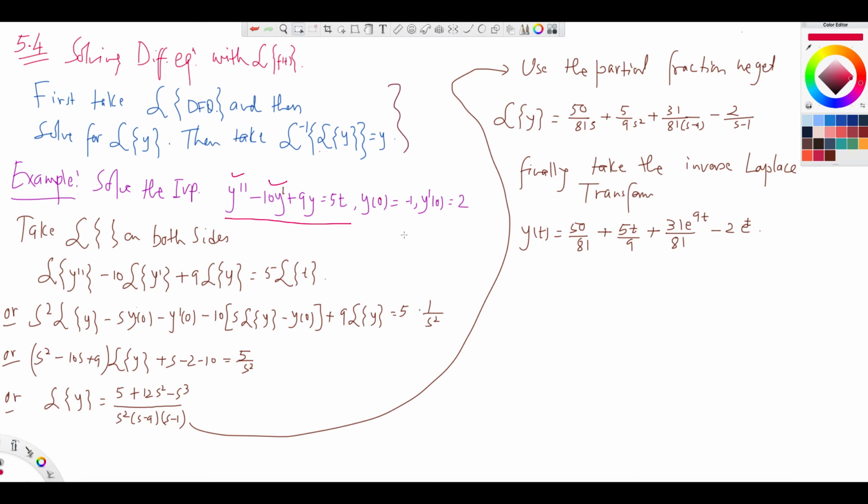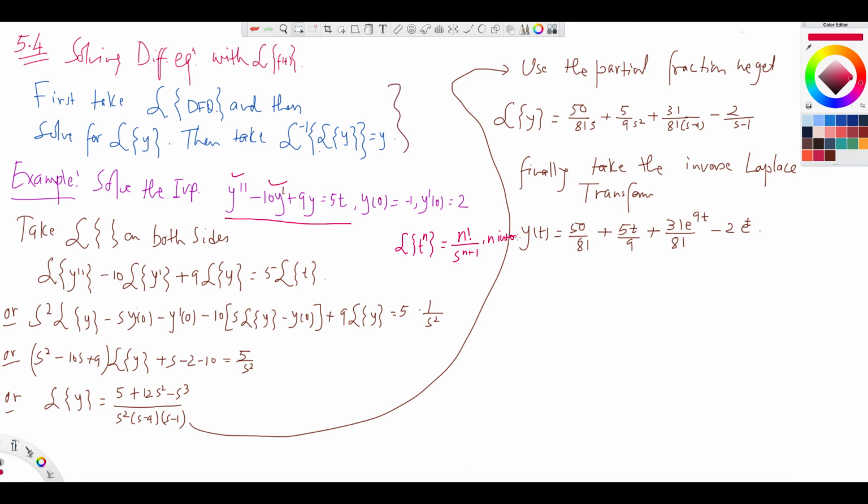Because what is the Laplace transform of t to the n? It is n factorial over s to the n plus 1. This is the Laplace transform of t to the n when n is an integer.